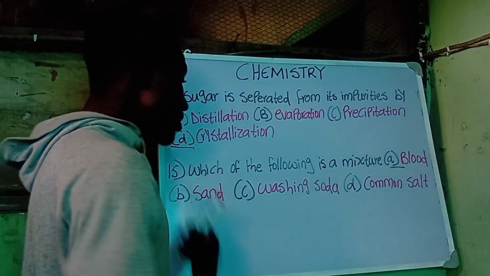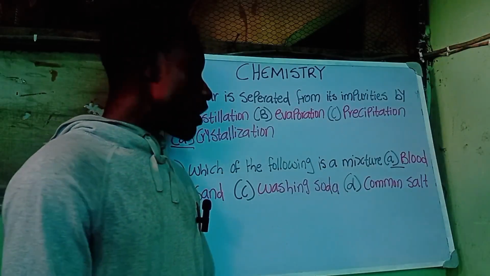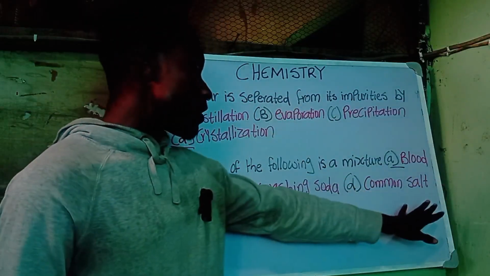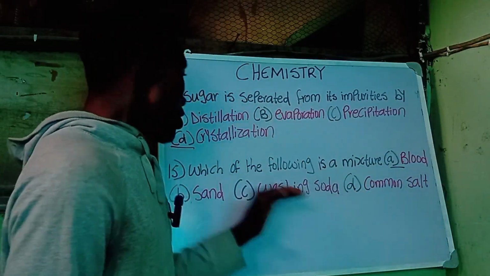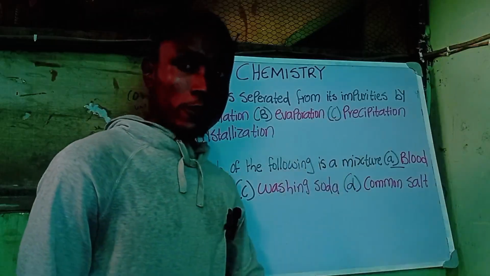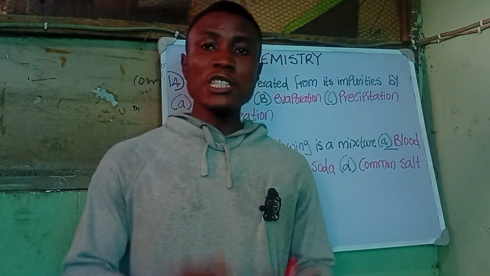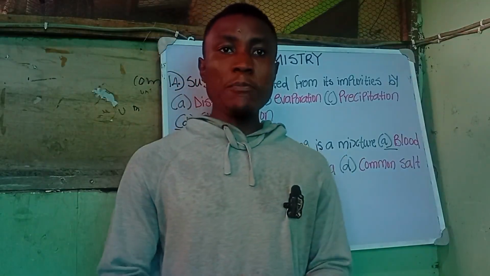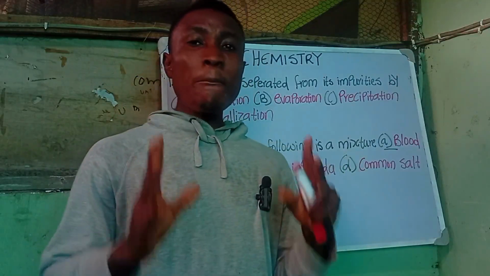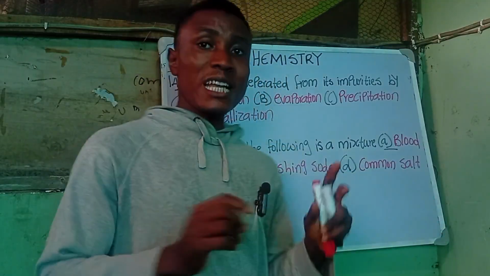Blood cannot be represented by a chemical formula, but sand can be represented by a chemical formula. Soda can be represented by a chemical formula, and common salt, which is sodium chloride, can be represented using a chemical formula. So which of the following is a mixture? The correct option there on the board is blood. So I would like to call it a wrap based on this particular topic, which is nature of matter and separation technique. We have lots and lots of questions that are based on this particular topic. So it's not just these 15 questions that I have done here.